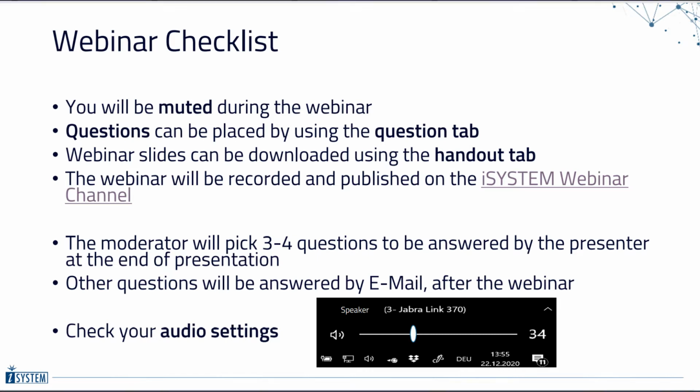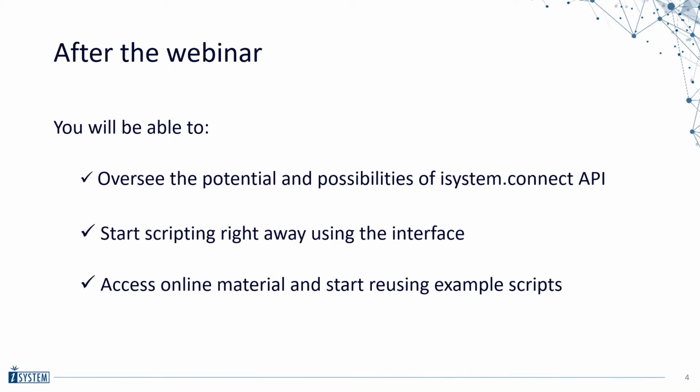Thanks, Sabrina, for the introduction. Welcome to our webinar. I will be presenting remote debug control and test automation using Python. After this webinar, you will be able to oversee the potential and possibilities of the iSystem Connect Automation API. You will be able to start scripting right away using the interface. You can access online material and start reusing example scripts.